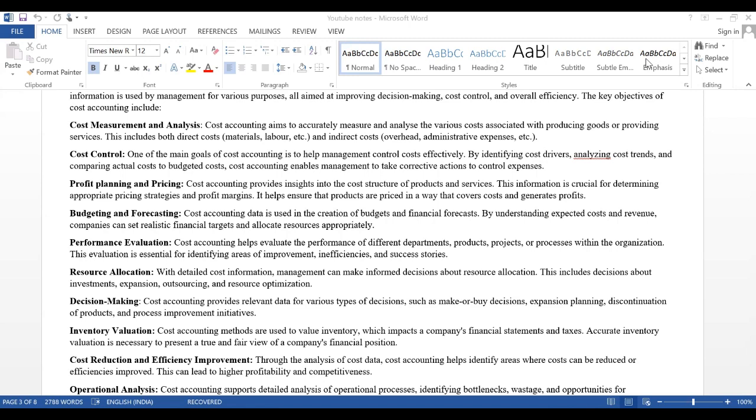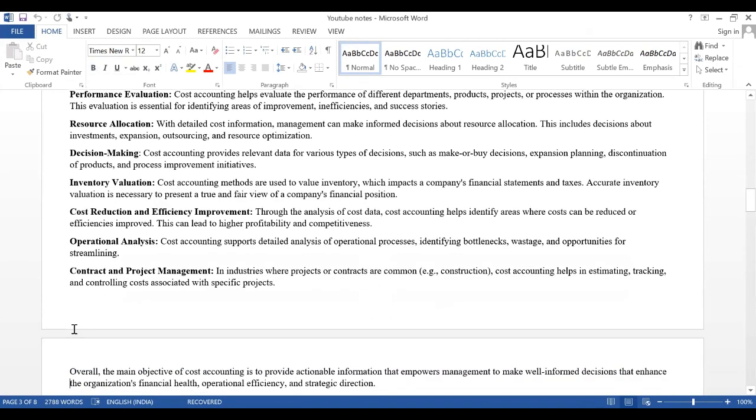Cost reduction and improvement of efficiency. Through analysis of the available cost data, we can reduce the cost, which we have discussed with the example of advertisement. So we can reduce the cost and improve the efficiency in this competitive world.